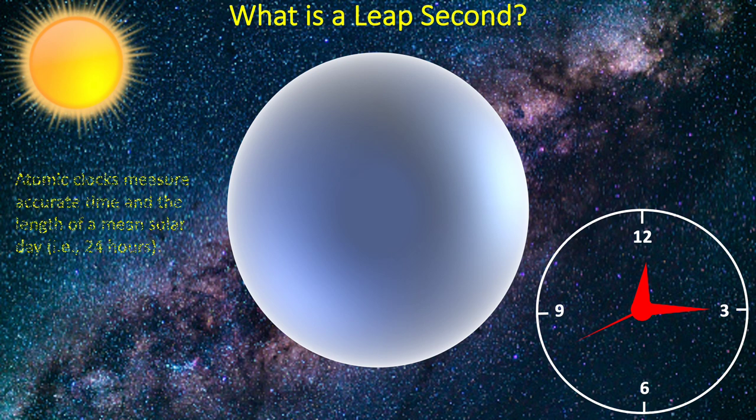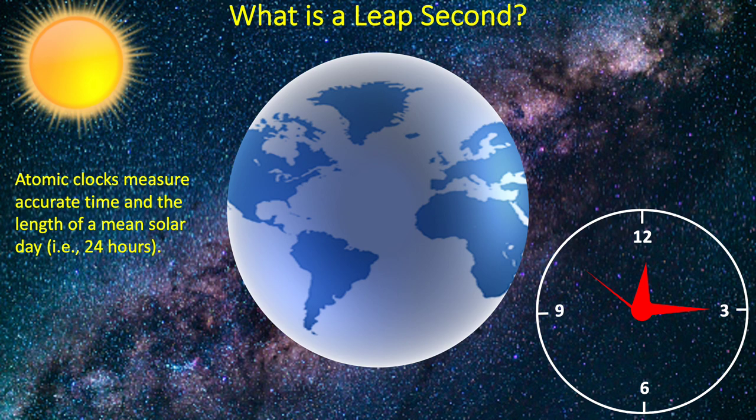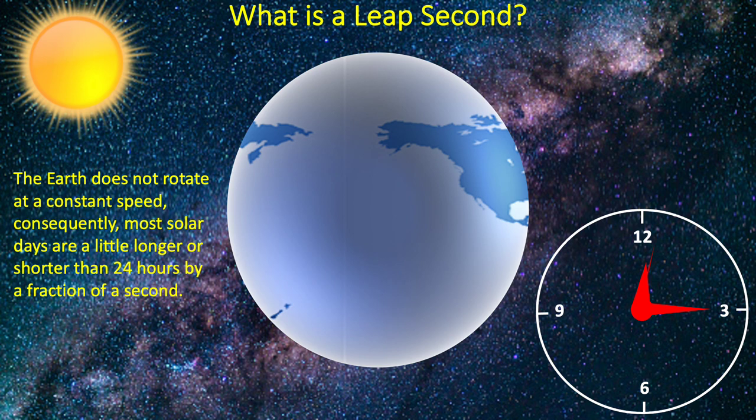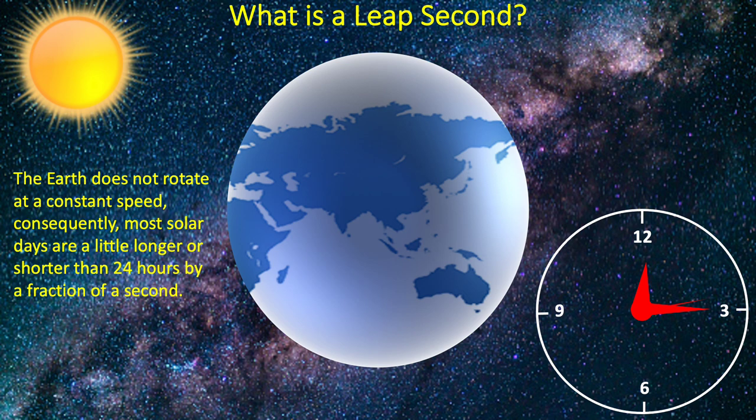Now we know that atomic clocks are extremely accurate and measure the length of a mean solar day, that is 24 hours. But there is an issue with this accurate measurement of time, as it does not accurately reflect the length of a solar day on the earth. Now the question is why? So, the speed at which our earth rotates around its axis fluctuates daily. Sometimes the earth rotates a bit faster, sometimes a bit slower. Consequently, most solar days are a little longer or shorter than 24 hours by a fraction of a second.